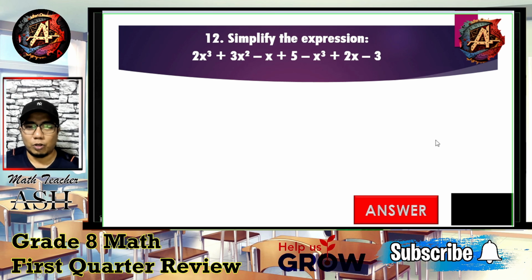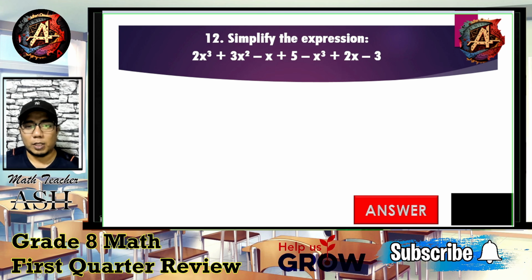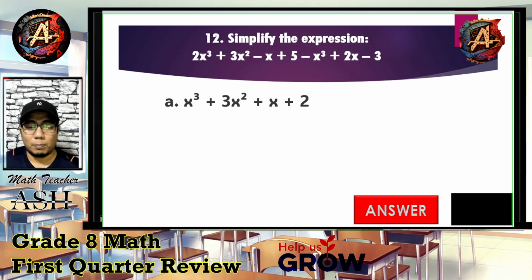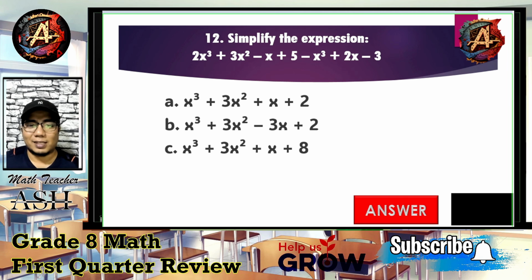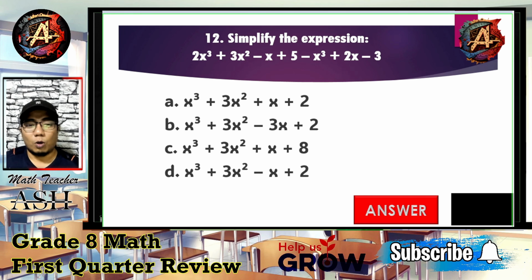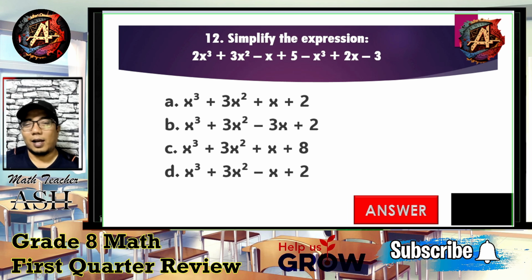Simplify the expression 2x cubed plus 3x squared minus x plus 5 minus x cubed plus 2x minus 3. Is it A, x cubed plus 3x squared plus x plus 2, B, x cubed plus 3x squared minus 3x plus 2, C, x cubed plus 3x squared plus x plus 8, or letter D, x cubed plus 3x squared minus x plus 2? I'll give you 5 seconds to think about your answer.